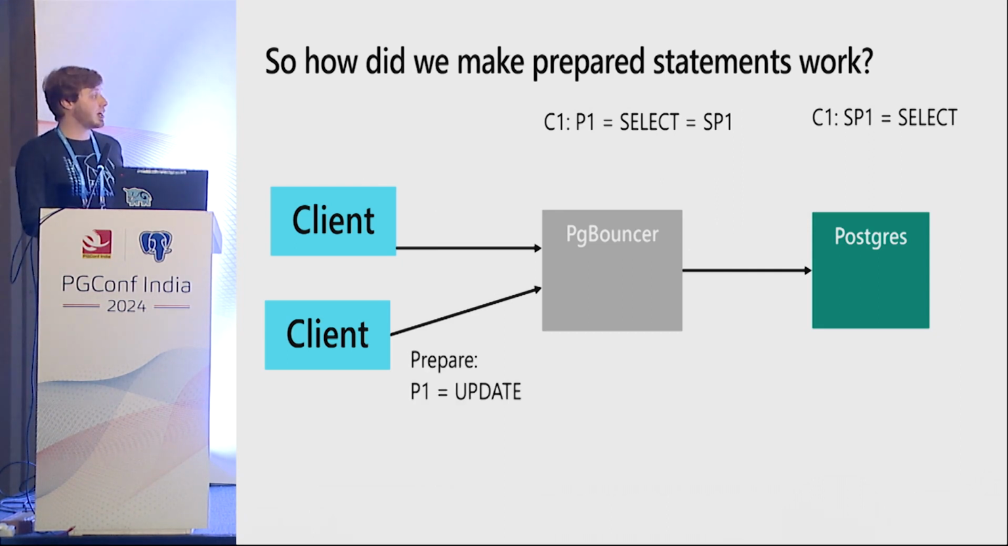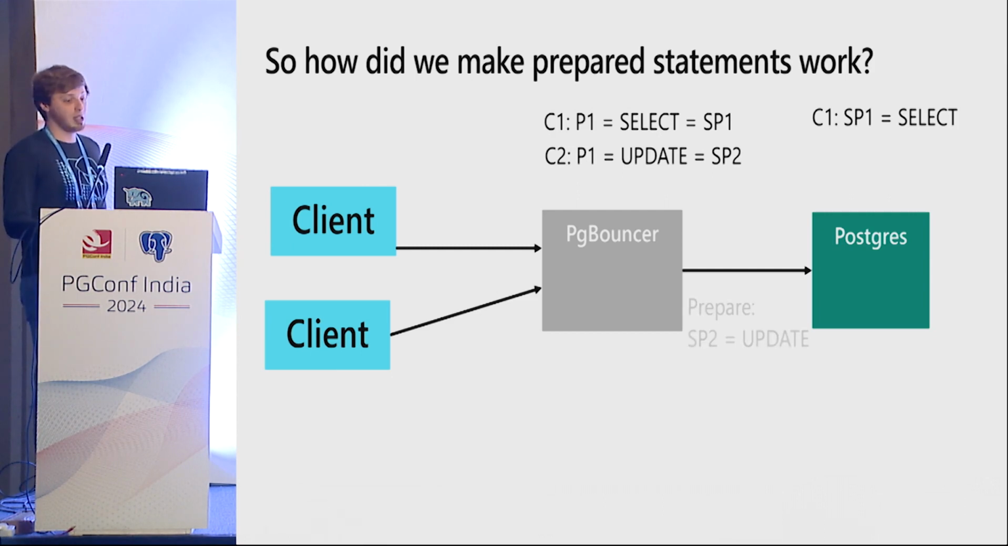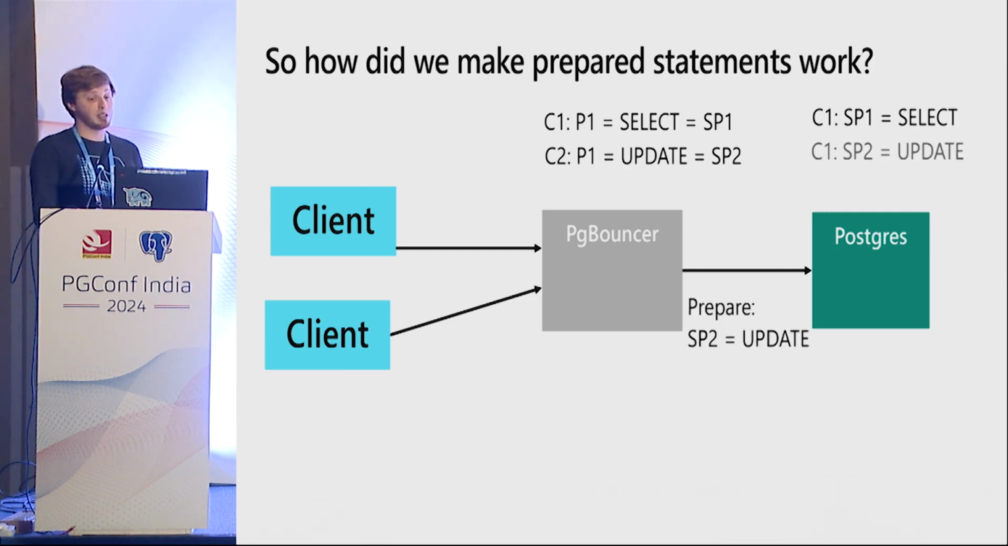And then the bottom client will do the same thing. It will send P1 equals update. That will be saved for client 2, c2, P1 equals update, and we give it a different name, sp2. So then we prepare it on the server, and they're both there.